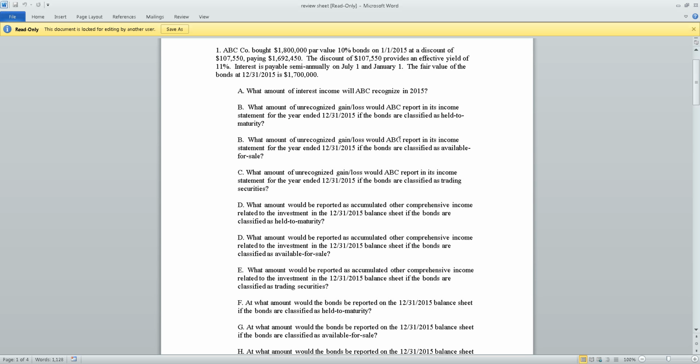Okay, a couple things I need to point out. One, there are two B's here. And here, there are two D's. So just be aware of that as I'm going through the solution here.